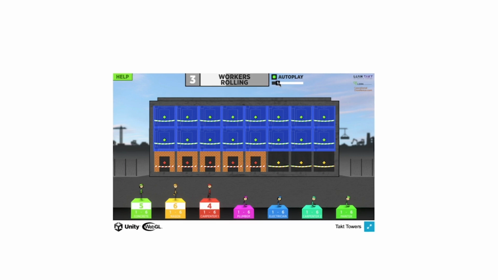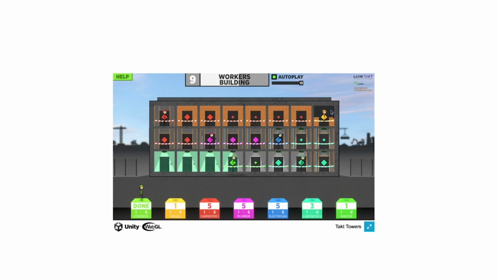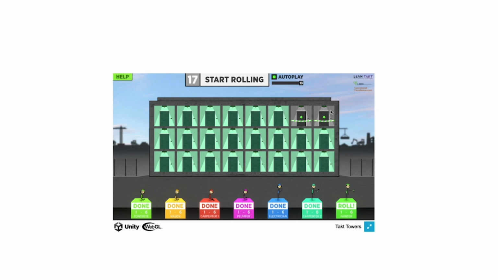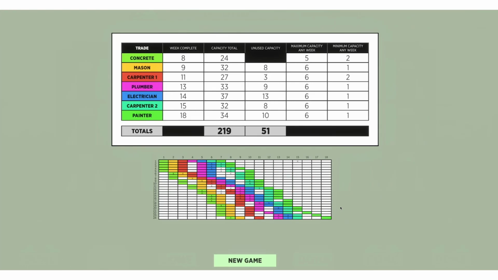What we can do in this software is do an autoplay and really simulate what would happen here in a 1 to 6 high variation environment. When you get done, and all of the trades are down to the end, you'll see this nice summary here. And so the summary will say, hey, they finished at week 18 with 219 people with an unused capacity total of 51. The Takt plan really went badly over here, and the X's represent roadblocks.